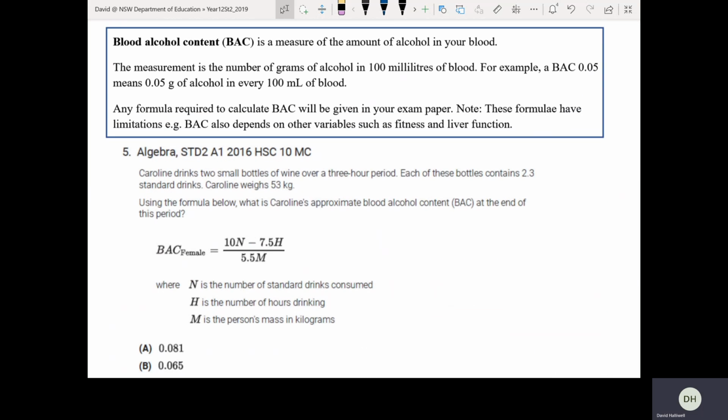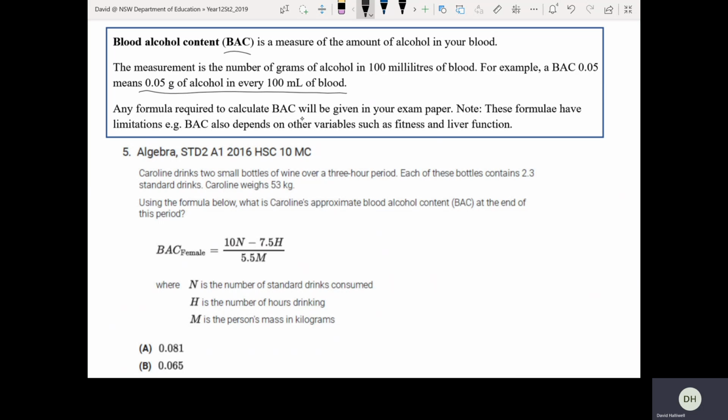Another application you need to be aware of, it's in the syllabus, is blood alcohol content. So basically, just be aware of what units it's in. It's how many grams per 100 mils of blood. So how many grams of alcohol per 100 mils of blood. It's usually a very, very, very small number.